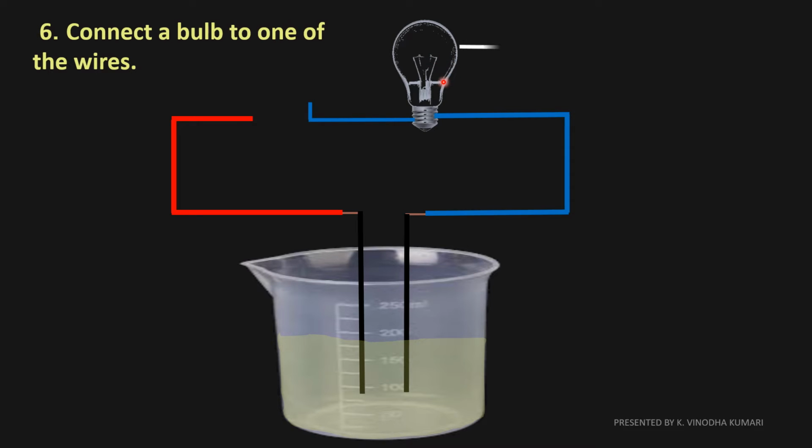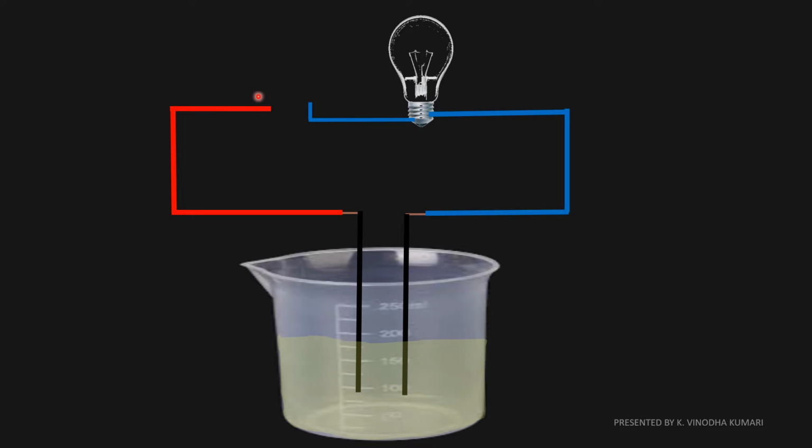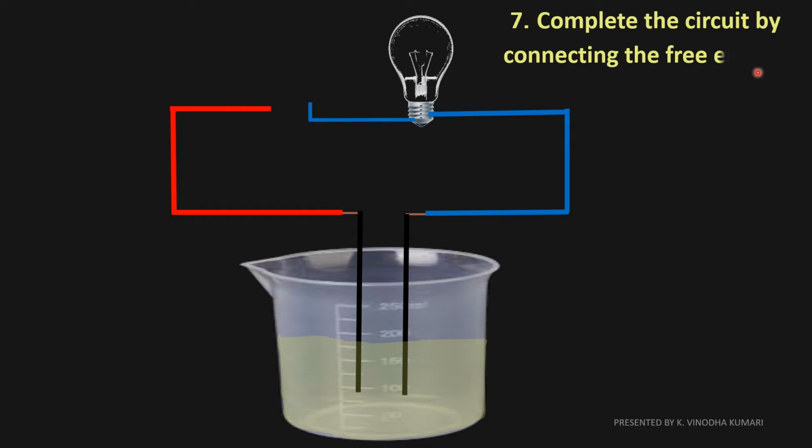This is the bulb which you are connecting to one of the wires. See here, we are observing that this is empty. That means these are the free ends. Now we'll connect the free ends to a 230 volt AC plug so that the circuit gets completed. So we'll connect the 230 volt AC plug to those free ends.